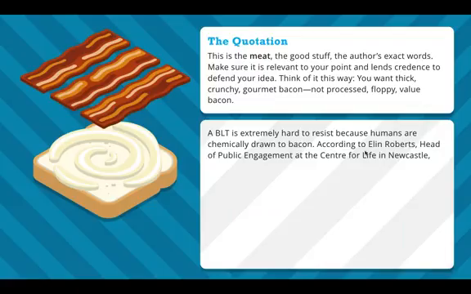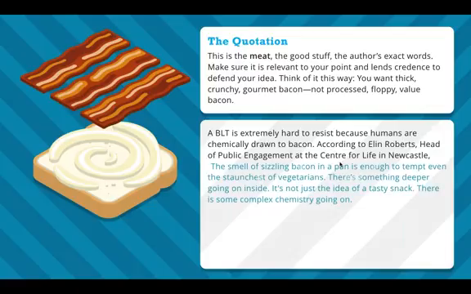No, it should be backing up the point you're making. Right, so we've already made this point. A BLT is hard to resist because humans love bacon, so we're going to put in a quotation that reinforces that. And here's that quote.